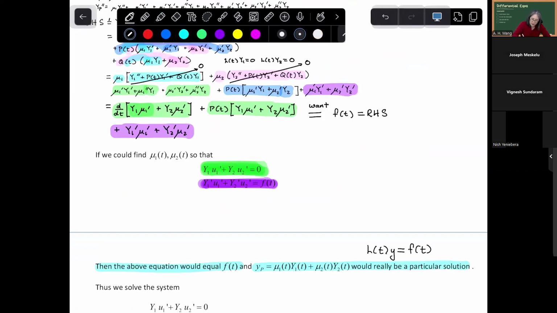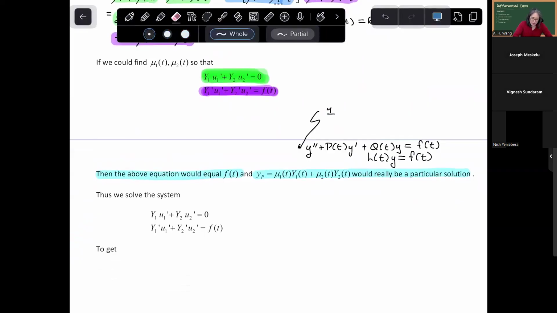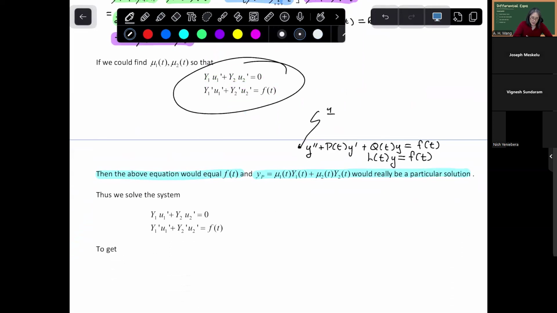And remember what that was? That was y double prime plus p of t y prime plus q of t y equals f of t. Remember, it's actually in normal form. That's a 1, right? So what we want is this thing over here. I just recopied it down here. So we want to solve the system. When you solve that system, you'll get the mu1 and mu2.